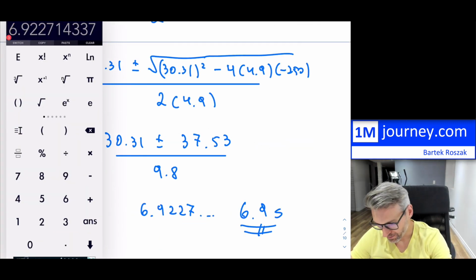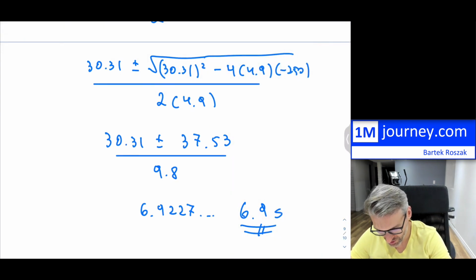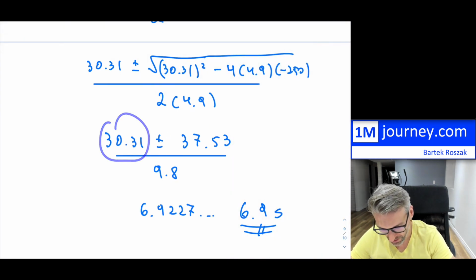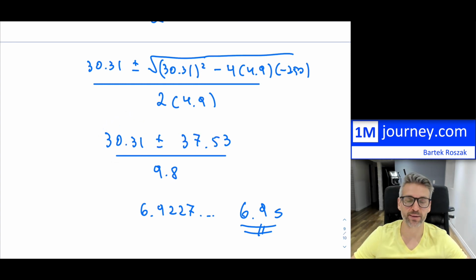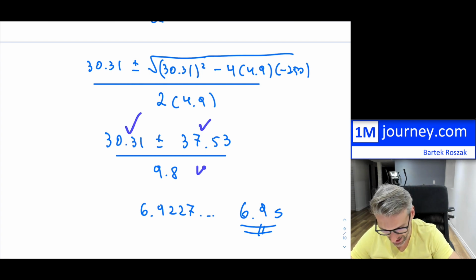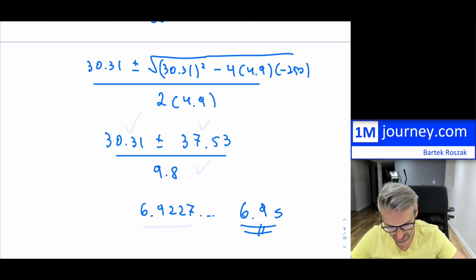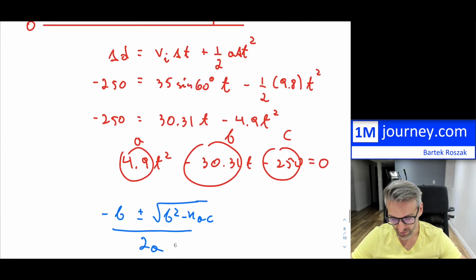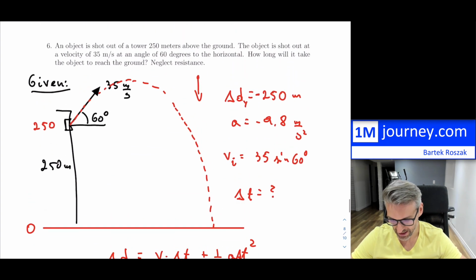All right, so I'm back. Now there are going to be two answers because it gives you plus and minus. But notice if you take 30 minus the 37, whatever, you get a negative, and time can't be negative, so you take the positive answer. If you take the positive, you add these together and divide, and you get about 6.9 seconds. So that's how long it would take. And that would have been the setup of this example.